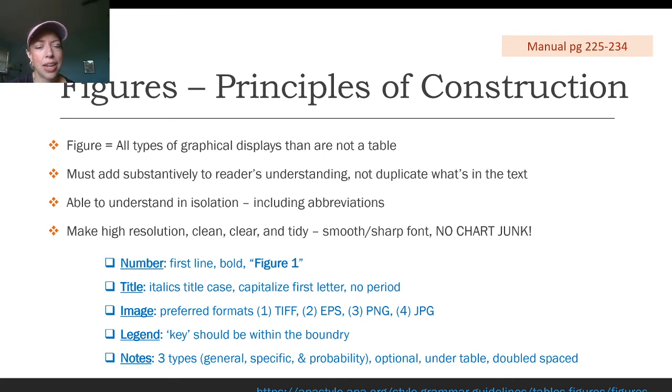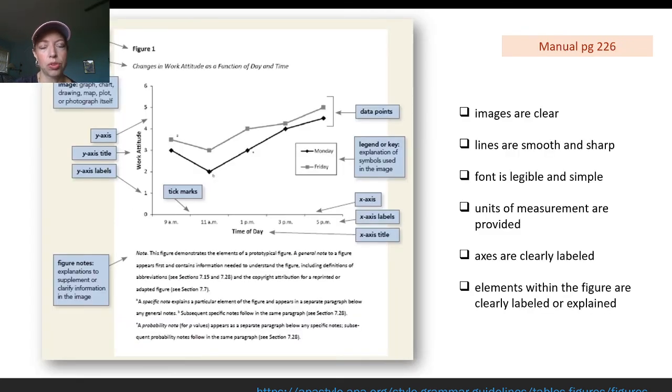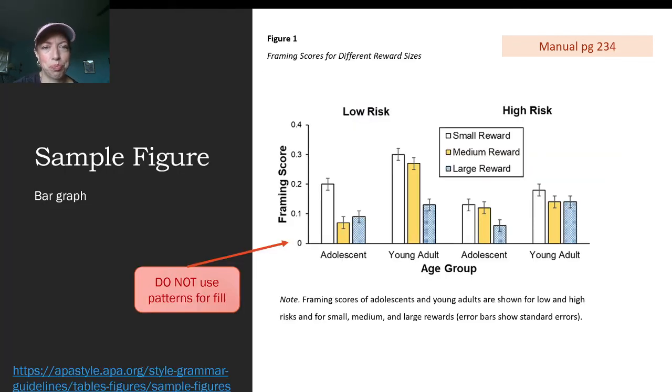And then a legend should be inside of the figure, not outside of the figure, and we can have all 3 kinds of notes. So here's an example. It says figure 1 in bold at the top, then double spaced skip line, and then italics, title with capitalization, not a full sentence, no period. The figure itself, you'll notice the legend is inside of the figure, and then here we have a general note and specific notes. This one does not have any asterisks or p-values. And we'll focus on plots later on.